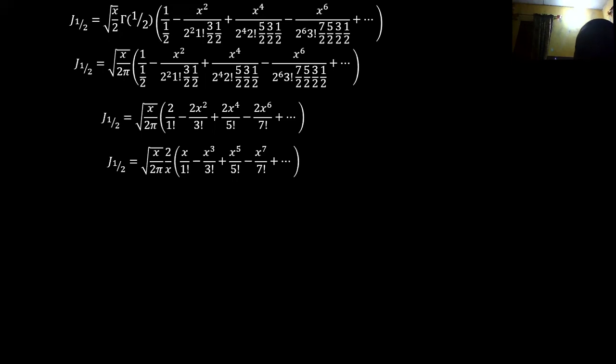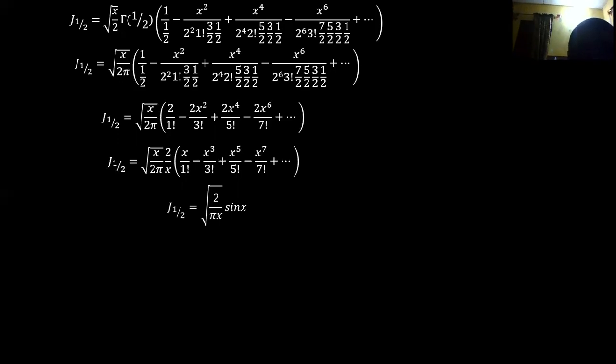If you look at the series, it resembles the Taylor series expansion of sine x. Then I can easily substitute. Then I will see that the Bessel function of order 1/2 is now equal to the square root of 2 divided by pi x, times sine x. This is very, very important. Let us take note of it and know how to prove it very well.